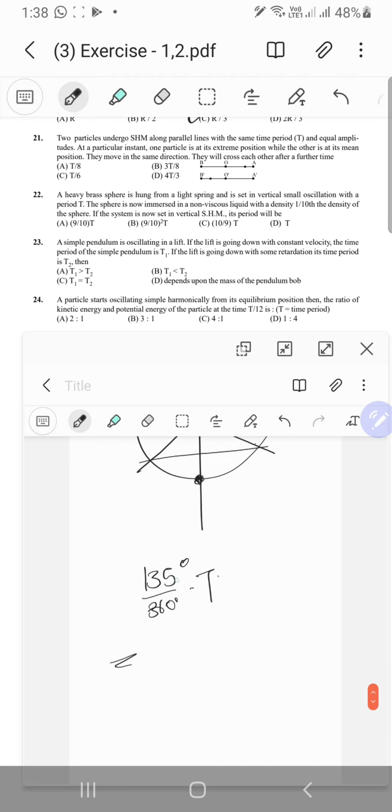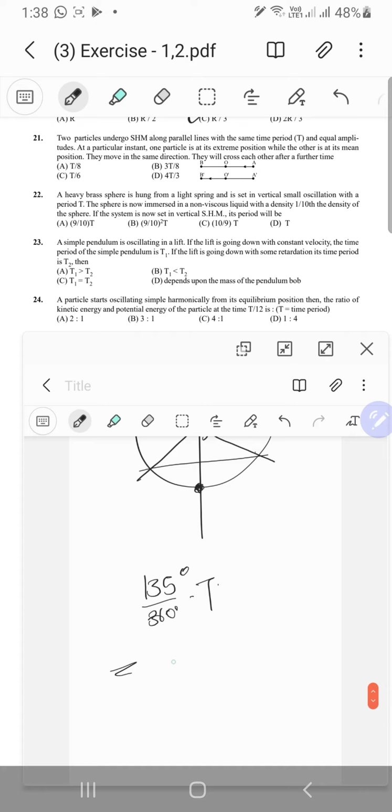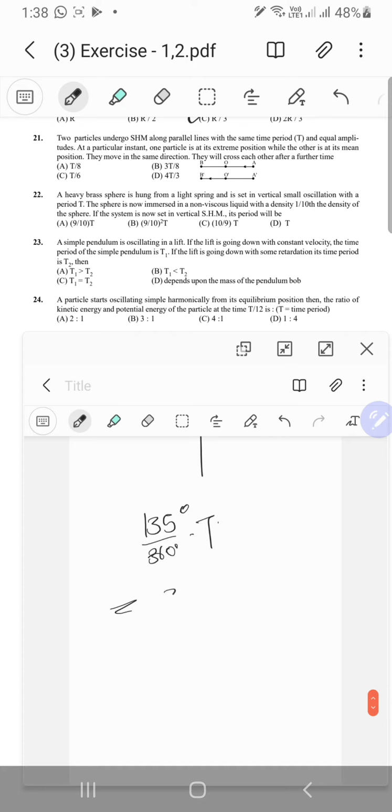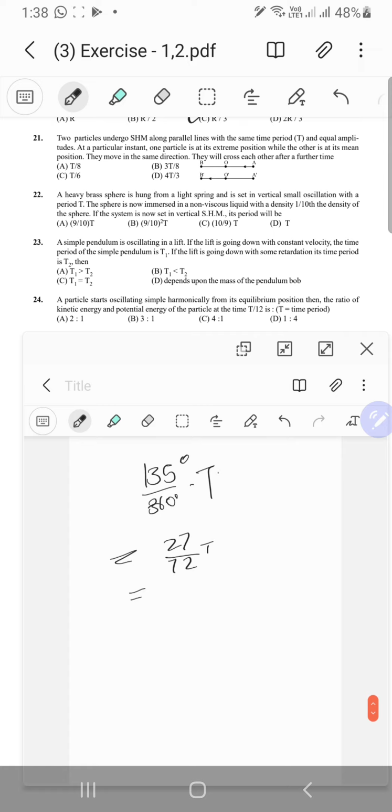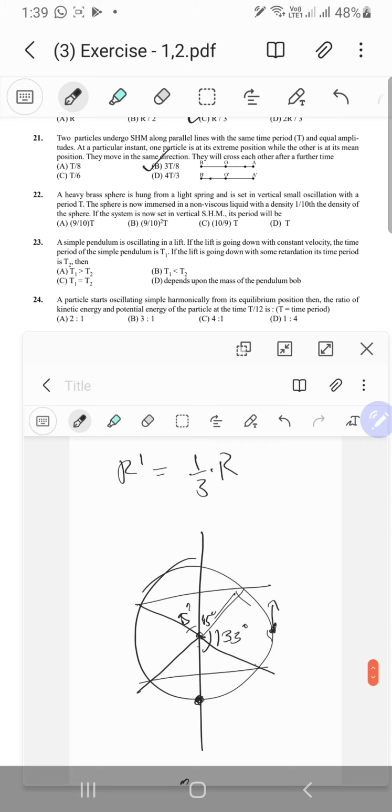So calculate this thing. It's like 45 into what? 45 into, yeah, whatever, let's just do it like this. So 27 upon 72 T. I guess 9 will work as well. Well, yeah, 3 upon 8 T. That's it. That's the time. Okay. Yeah, looks good enough.